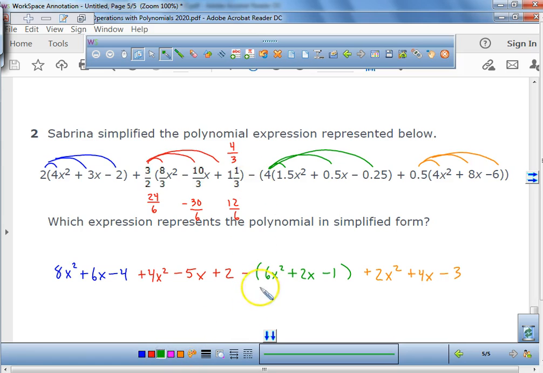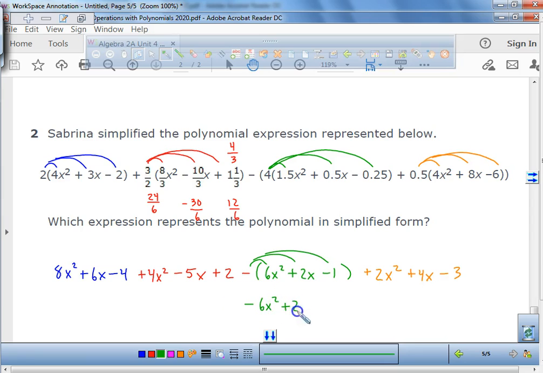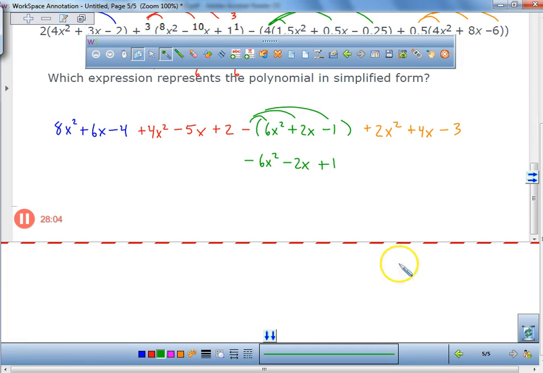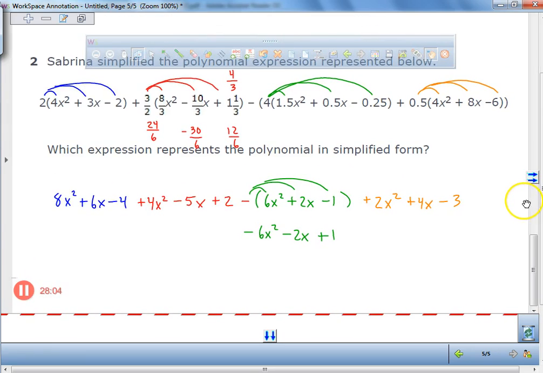So listen up. Here's what we got to do. We have to literally distribute that negative inside here. So put negative 6x squared plus, yep, got to make it a minus, minus 2x, but I got to make this a plus 1. Whew. You guys see why I color-coded it? Because I want you guys to see each of these expressions.